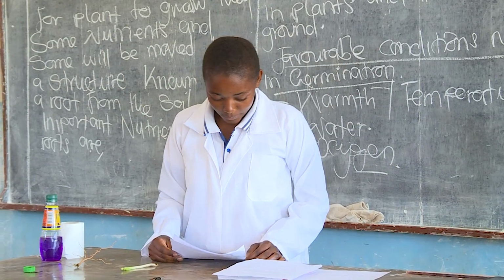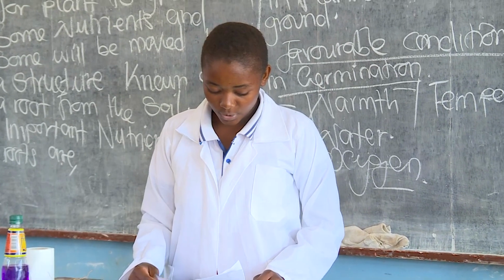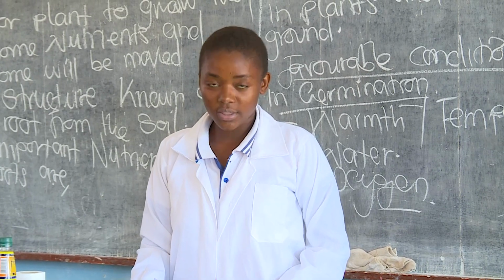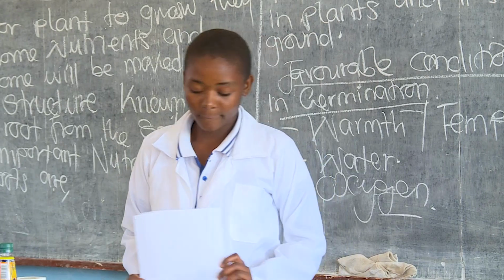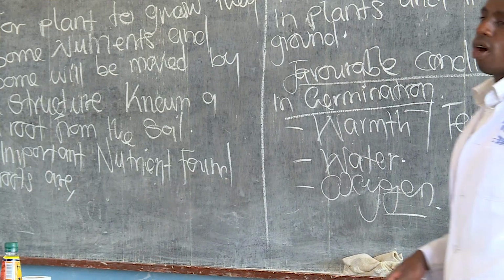The roots are important because they provide a large surface area for absorption of water and mineral salts, which helps in the manufacturing of food in the process of photosynthesis. Is it the only one? It's correct. You can also clap for her.